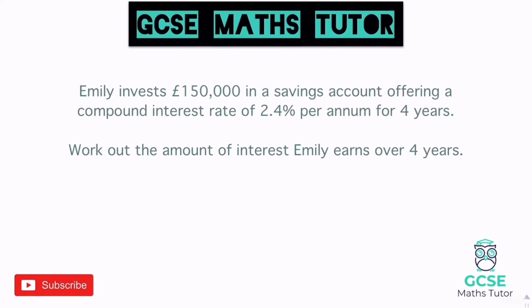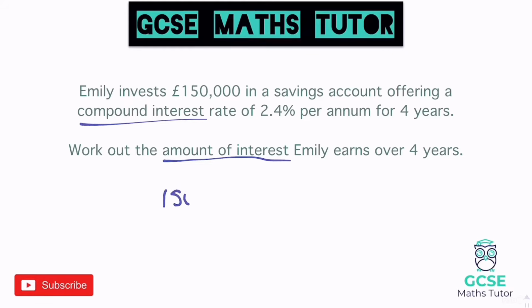When it comes to this sort of question, Emily invests £150,000 in a savings account offering a compound interest rate of 2.4% per annum, per year for 4 years. Work out the amount of interest that she earns. So I'm just going to underline that, the amount of interest, so a slightly different part of the question here. So compound interest does keep accumulating, so she earns more in the second year, more in the third year, in the fourth year, but we can take a very similar approach.